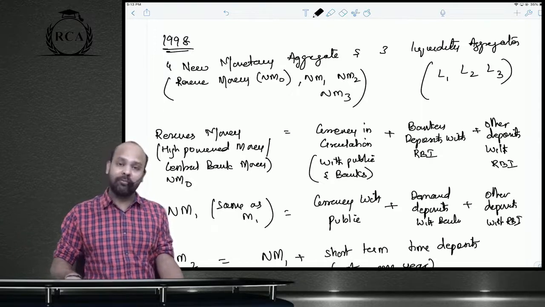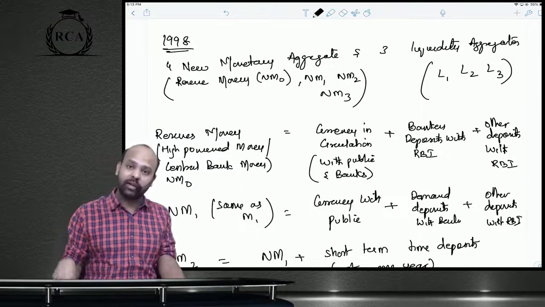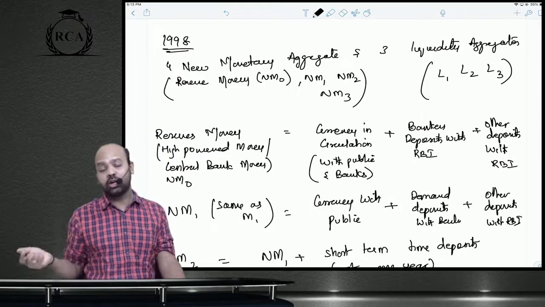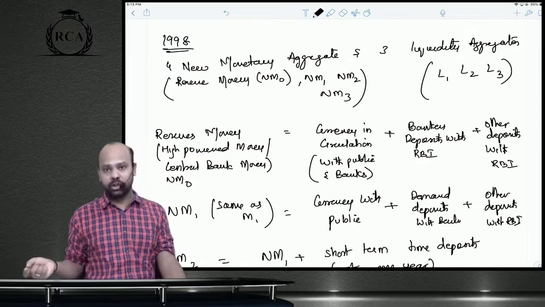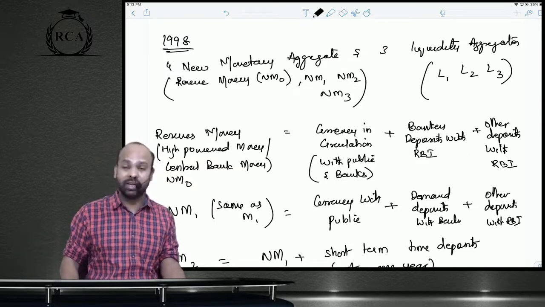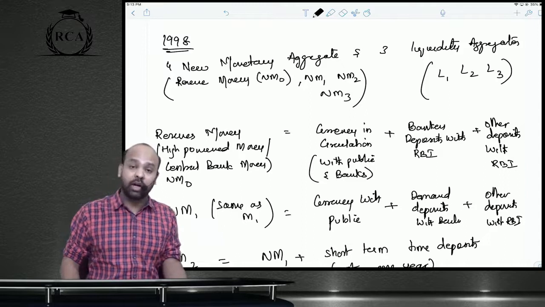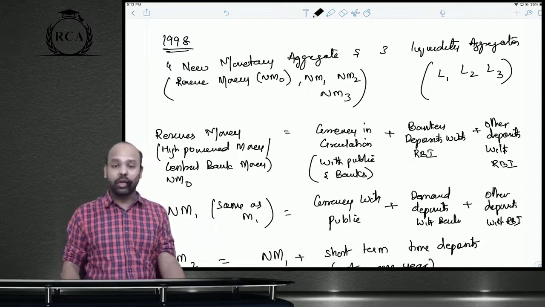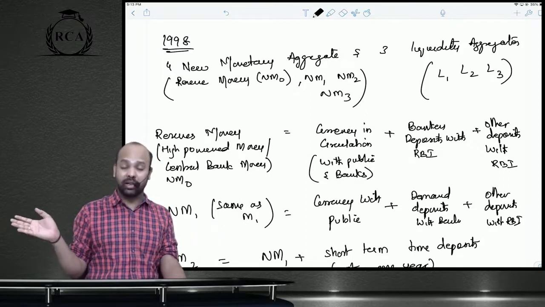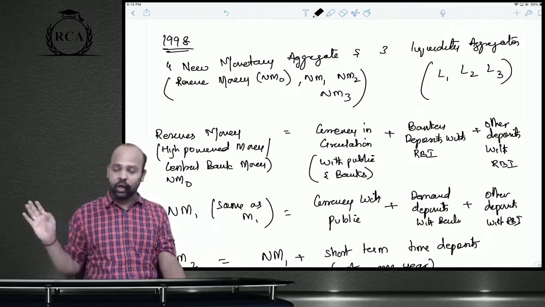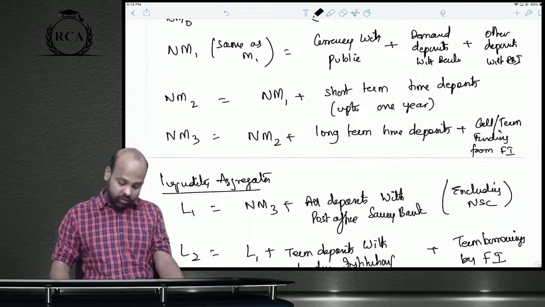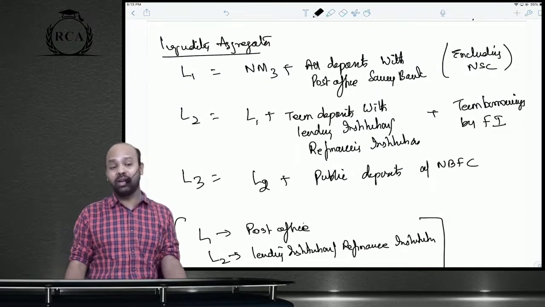NM1 is the same as M1. NM2 is NM1 plus short-term time deposits. NM3 is NM2 plus long-term time deposits, also call and term funding from financial institutions. When we talk about L1, L2, L3: L1 includes post office, L2 includes other term lending institutions and refinance institutions, and L3 will include NBFCs also. This is how you are supposed to remember them. These are the liquidity aggregates.